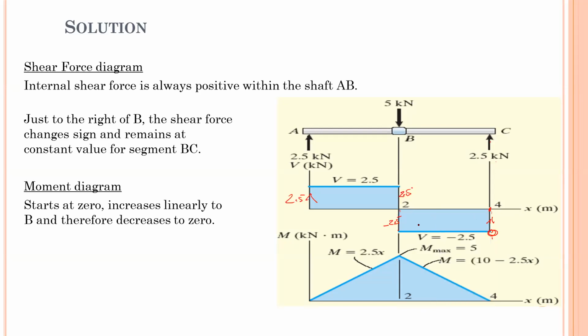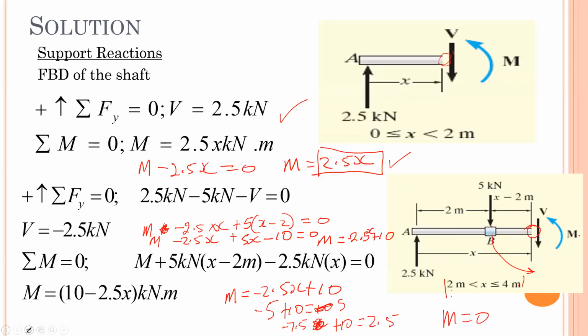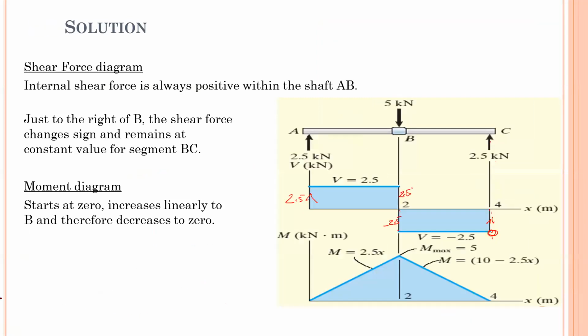So right here, you notice that the shear force is minus 2.5 right here, as it comes right down to here. And that's what your shear force looks like. But what about the bending moment? Our expression that we had before, let us remind ourselves, we can actually write them. One was 2.5x and the other one was minus 2.5x plus 10, right? So we know our expression.